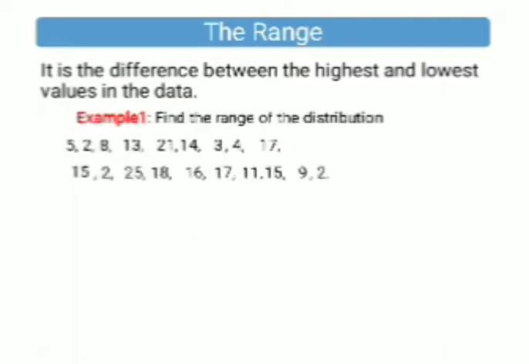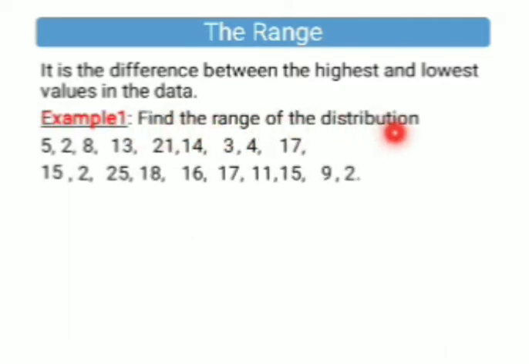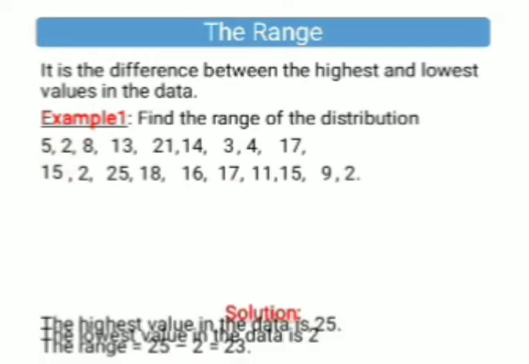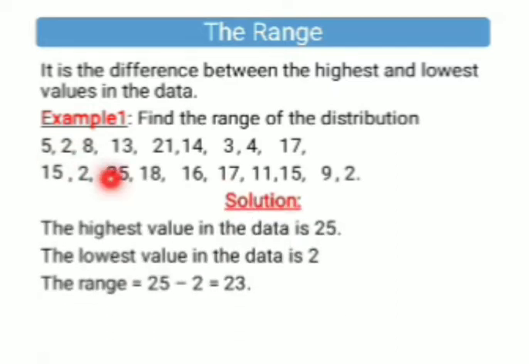But let's look at this example first. Find the range of the distribution. We have 5, 2, 8, 13, 21, 14, up to 2 here. Now, the first thing for us to do is to identify the highest value. So which one is the highest value here? We have 21, okay, we have 25. So the highest one is 25. What about the lowest? We have 2, we have 1. So 2 is the lowest. Now, the difference between 25 and 2 is what? So 25 minus 2, which is 23, is the range of this distribution.